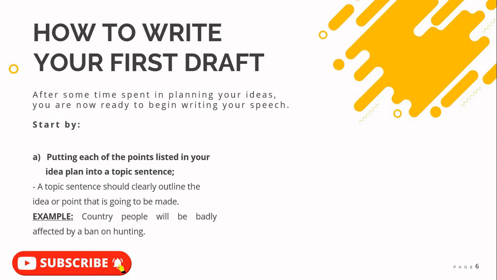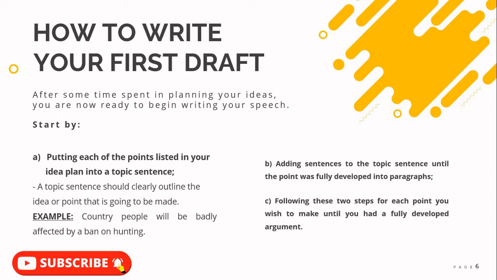A topic sentence should clearly outline the idea or point that's going to be made. For instance, country people will be badly affected by a ban on hunting. This is a good way of developing a topic sentence. And then add sentences to the topic sentence until the point is fully developed into paragraphs. Follow these 2 steps for each point you wish to make until you have a fully developed argument.